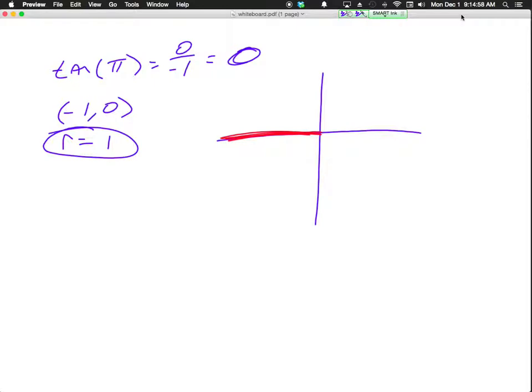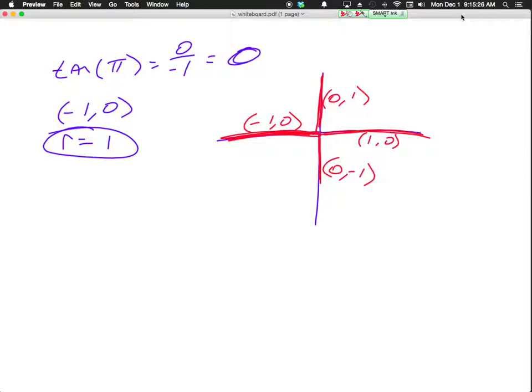What do my points always need to look like? They have to involve 0 and 1. So let's talk about our points for each section. What does my point need to be over here? 1, 0. What does it need to be up here? 0, 1. Over here, -1, 0, and down here, 0, -1. If you choose those 4 points, your R will always be 1.